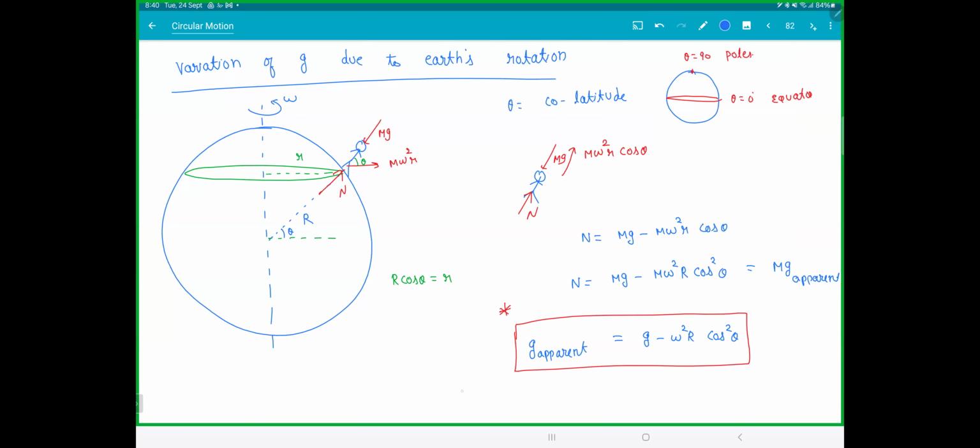At the equator, theta is 0. So we have g apparent is g minus omega square R. So gravity is the least. That is the reason people prefer to launch rockets or satellites near the equator. Gravity is less. And if you go to the poles, the gravity is maximum. And how to find omega? Omega is nothing but 2 pi by time. And we know you cover 2 pi radians, that is a full rotation, in 86,400 seconds, 1 day. That is your omega.